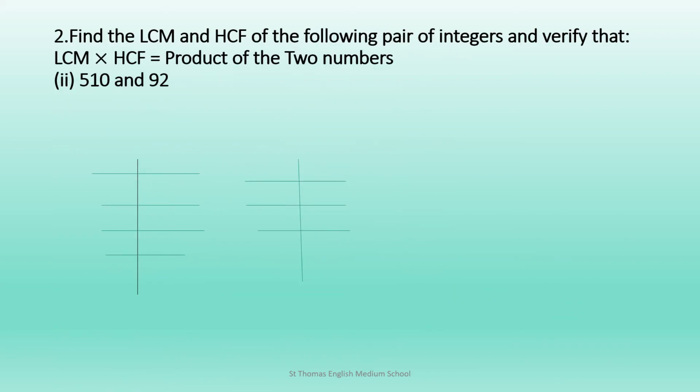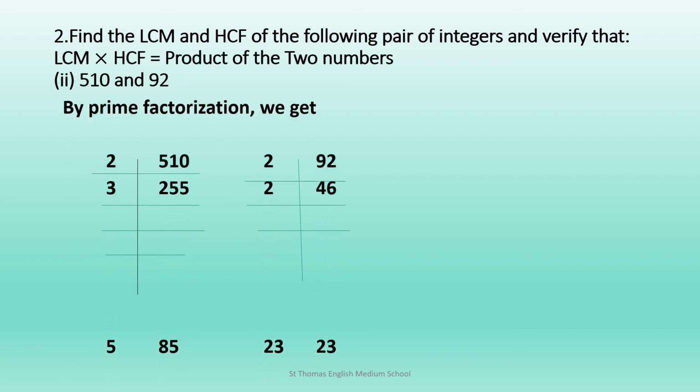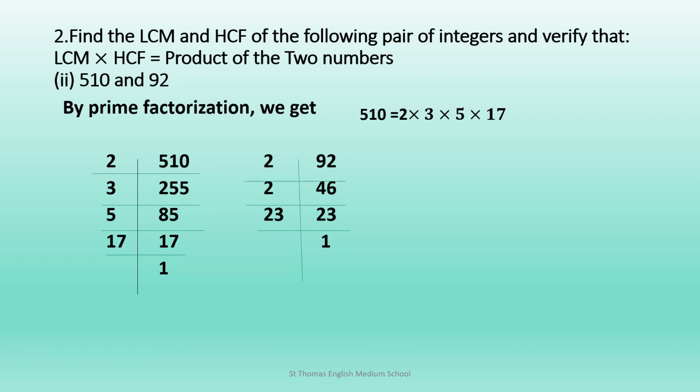Question number 2: find the LCM and HCF of the following pairs of integers and verify that LCM multiplied by HCF equals the product of the two numbers. In that, question number 2, that is 510 and 92. The first step, you have to find the prime factors of 510 and 92. While factorizing 510, you get the prime factors as 2, 3, 5 and 17. That is, 510 equals 2 multiplied by 3 multiplied by 5 multiplied by 17. The same way, you can factorize 92. You get 92 as a product of primes, that is 2 multiplied by 2 multiplied by 23.